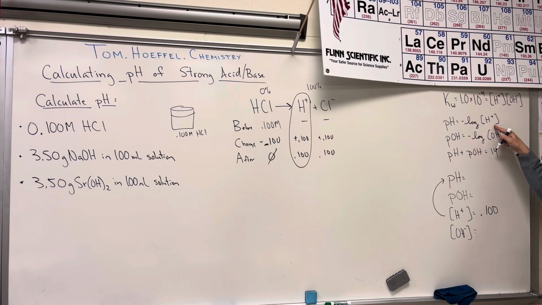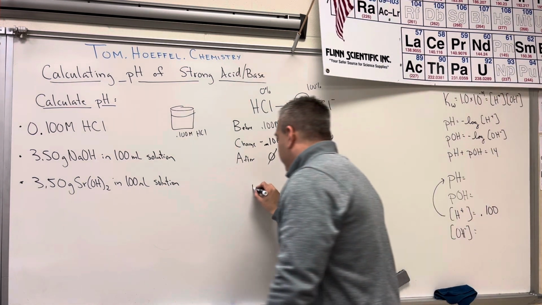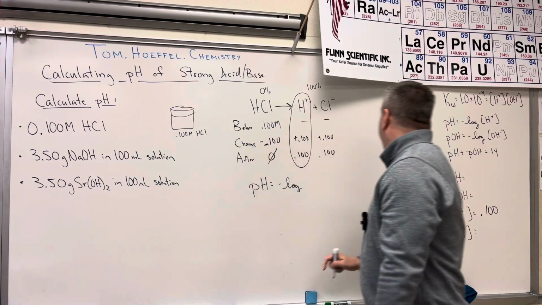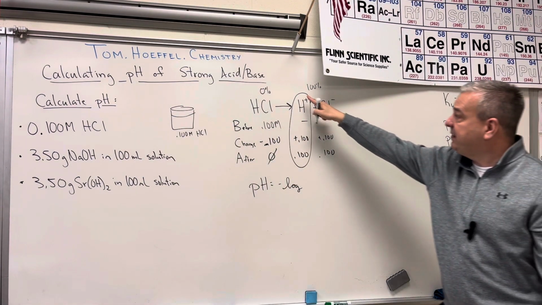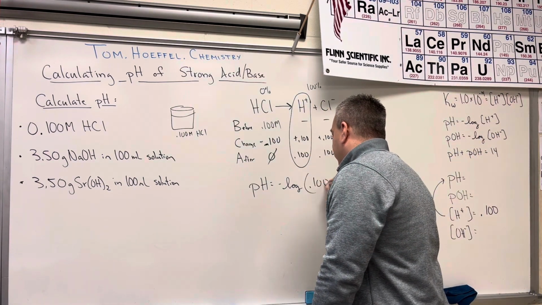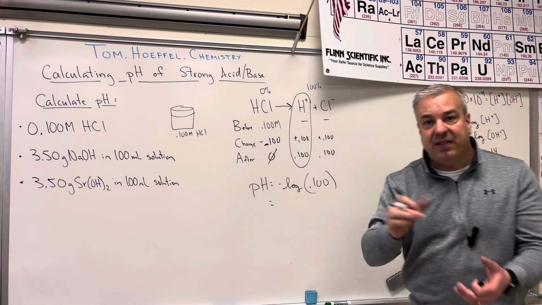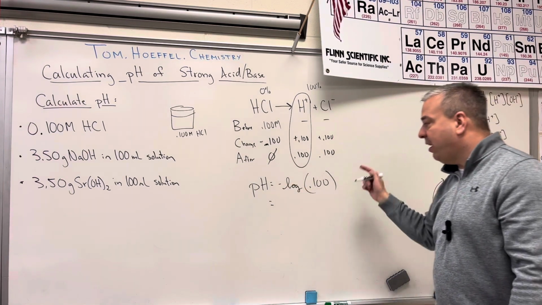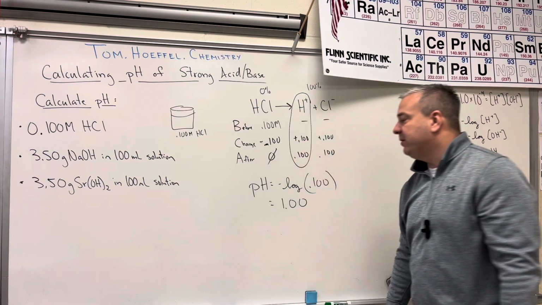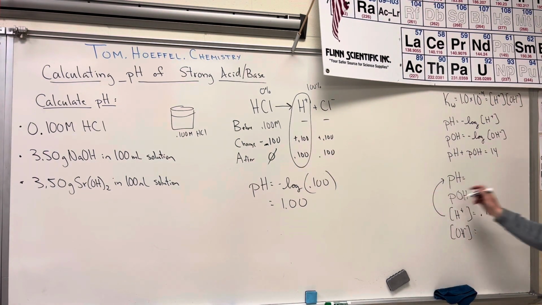The negative log of the concentration of protons is the pH. So I'm going to rewrite that equation. pH is the negative log of the concentration of the protons, and the concentration of my protons is 0.100. So I'm going to go ahead and plug that into my calculator. The negative log of 0.10 ends up being 1.00 for the pH. So now I have the pH.